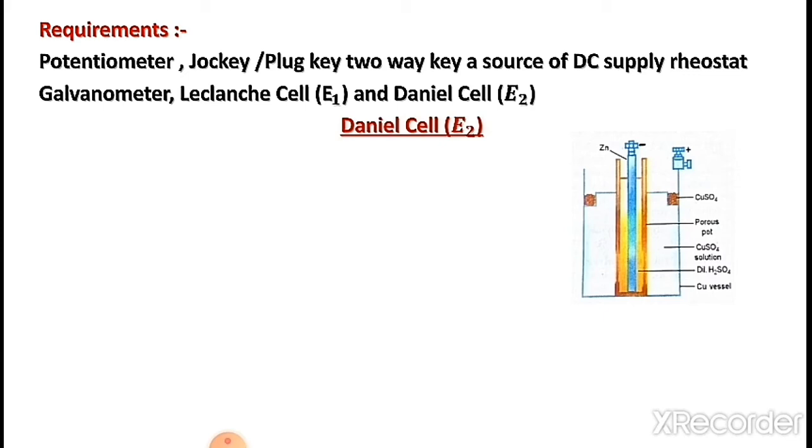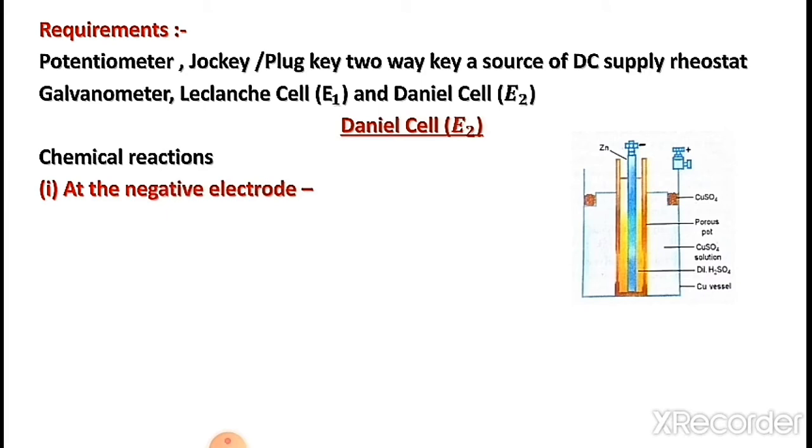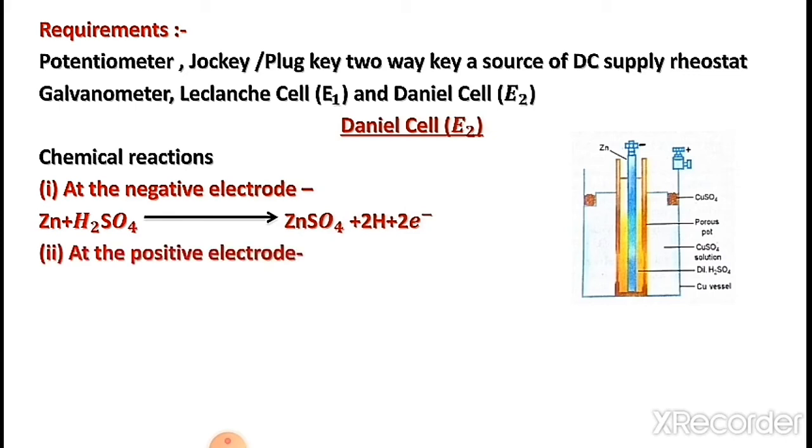Now the following reaction happens in the Daniell cell. At the negative electrode, zinc reacts with sulfuric acid and forms zinc sulfate, hydrogen, and generates two electrons. This hydrogen will react with the copper sulfate solution and form H2SO4 and positive copper ions, which are deposited on the copper vessel and give positive charge on that vessel.